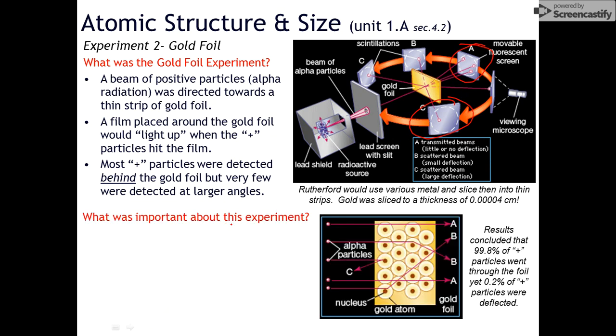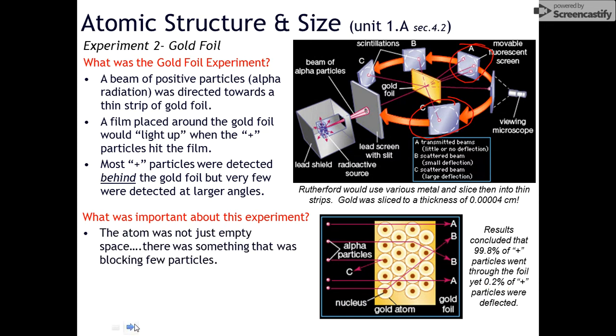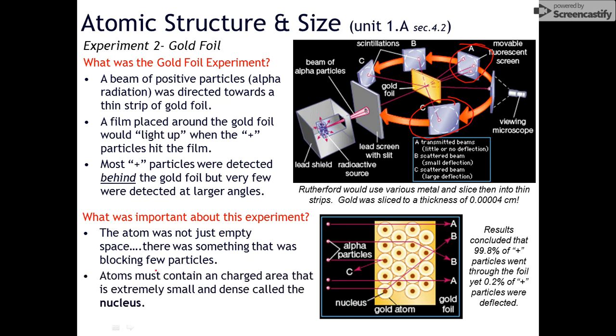So what was so important about this experiment? Now think about this, 99.8% of the particles, as I mentioned, went through the gold foil. But yet the large angle deflections accounted for 0.2% of those particles. This means that something is strange about the atom that previously wasn't understood. The atom is not just empty space. There's something that is blocking those few alpha particles. The atoms must contain a charged area that is extremely small and dense, which Rutherford coined the nucleus.